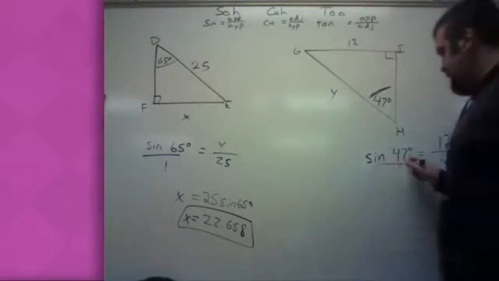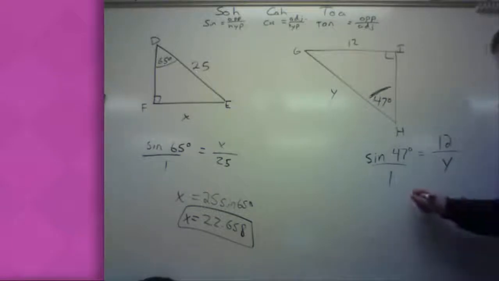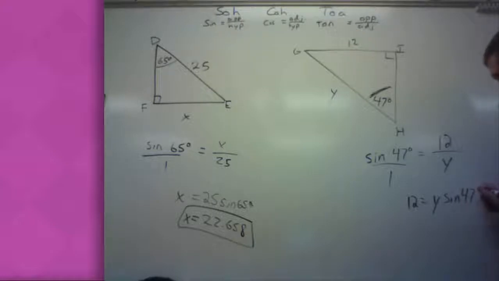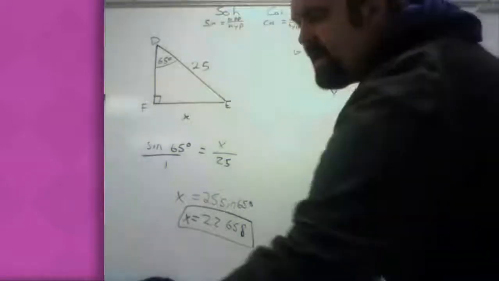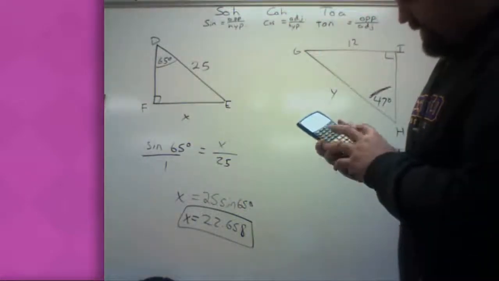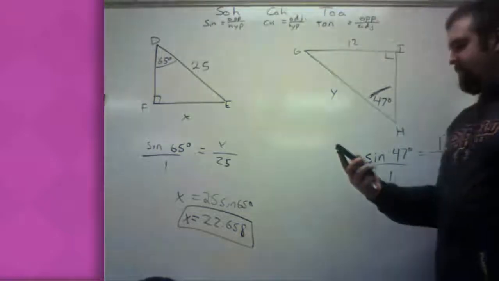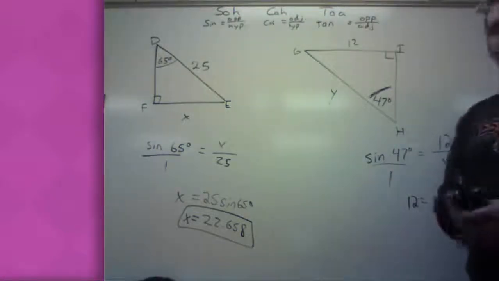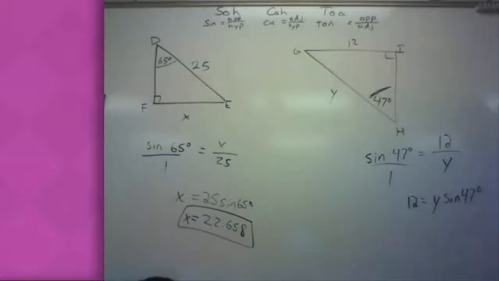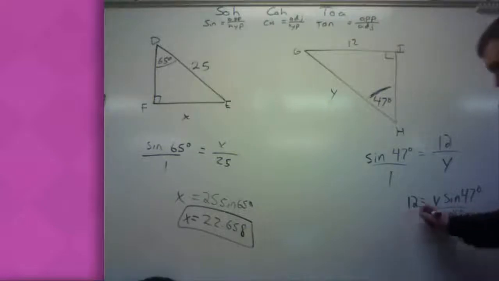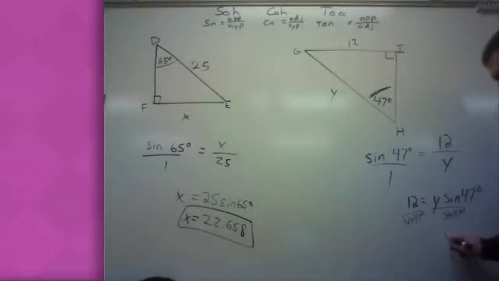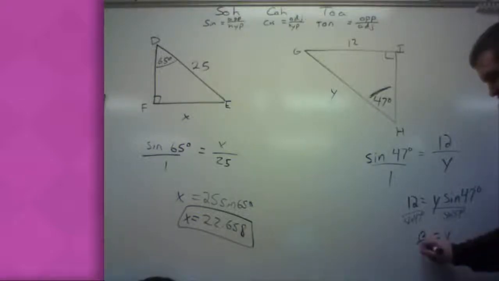Solve for my variable. This is a proportion. Cross multiply. 12 equals y sine of 47 degrees. Oh no, what do I do here? Sine of 47 degrees is a number. If you don't believe me, punch in your calculator. Sine of 47. I get a decimal, 0.73135370. It's a number. So that means I can just divide both sides by sine of 47 degrees. So y equals 12 divided by the sine of 47 degrees.